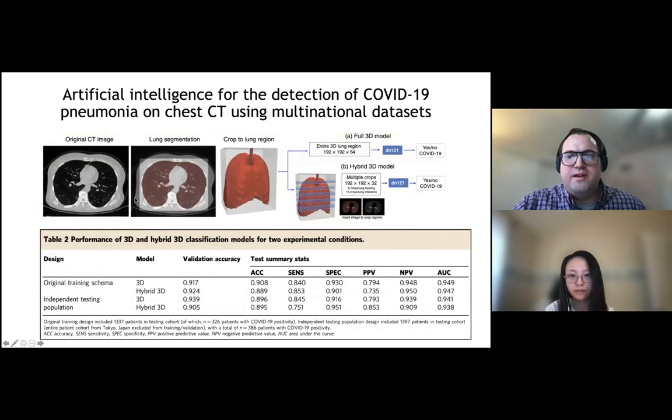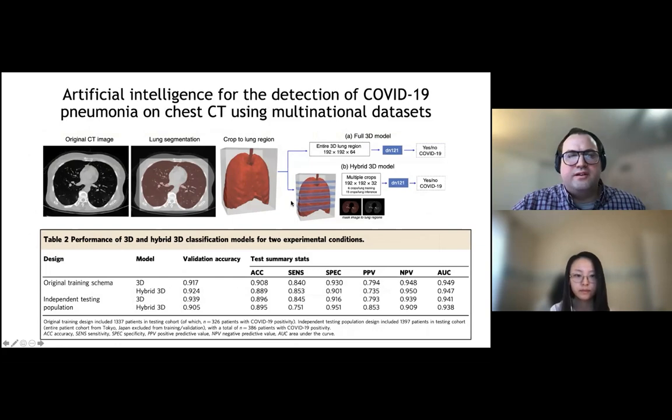And our pipeline is relatively straightforward. So we take the CT scan. We first developed a robust lung segmentation model that can be used to find a region of interest, to crop the 3D volume to get only the lung region.